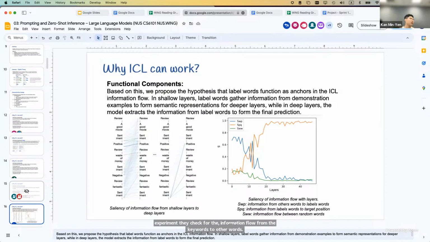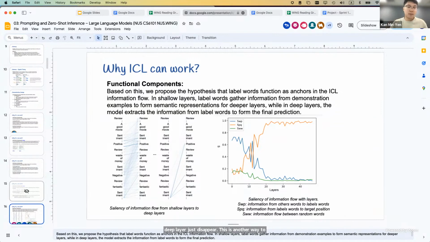When it's in the shallow layers, meaning the very beginning layers, they find the connection is not so obvious. But as the layers go deeper, they find that there's a stronger information flow from those label words to the potential outputs. For example, the label word is sentiment, and the output is negative or positive. They find a stronger connection in deeper layers. And when they try to block those label words in the shallow layers, they find that the information flow in the deep layers just disappears. This is another way to explain why ICL works.